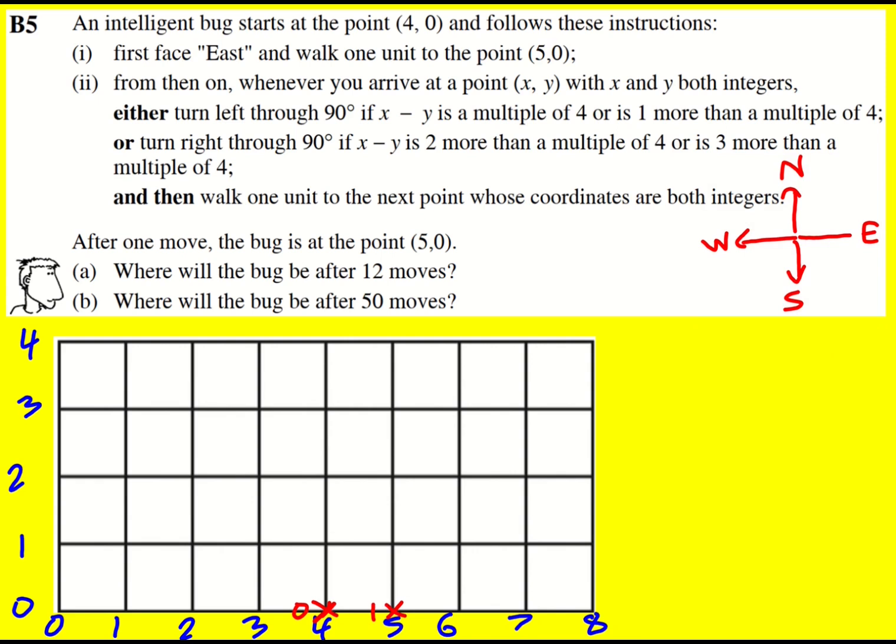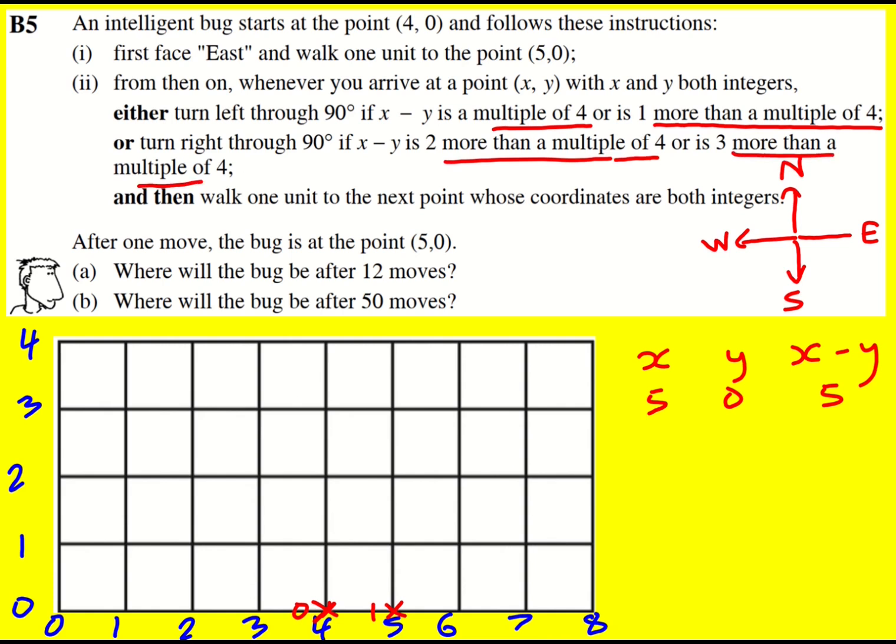Okay, and then the bug follows these instructions. Whenever you arrive at the point x, y, with x and y both integers, either turn left through 90 degrees if x minus y is a multiple of 4 or one more than a multiple of 4. So in this case, we've got 5, 0, which gives x minus y is 5. So that is one more than a multiple of 4, so the bug's going to turn left, or right if x minus y is 2 more than a multiple of 4 or 3 more. And then walk 1 unit and then carry on.